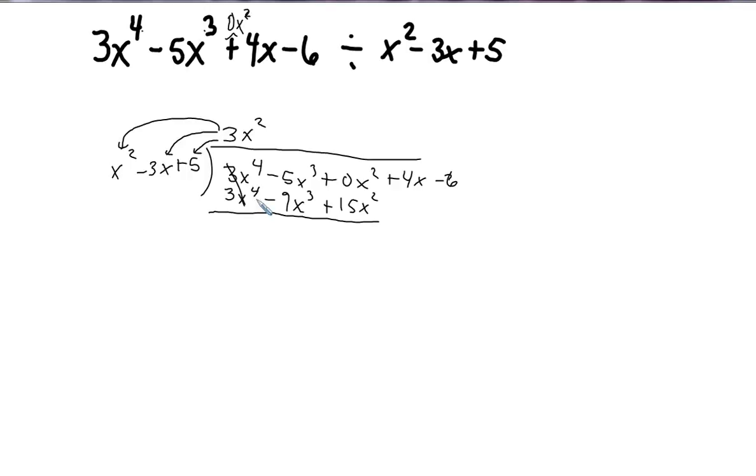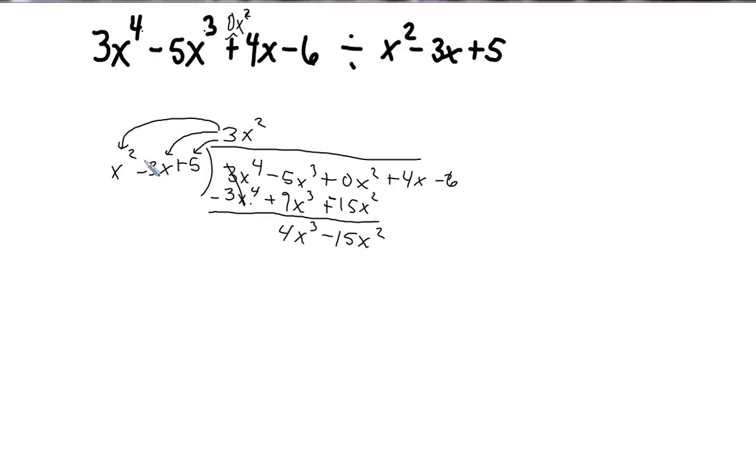3x to the 4th minus 3x to the 4th is 0. Negative 5x cubed minus negative 9x cubed will make this a plus, because remember we're subtracting, so this is going to be plus 4x cubed. 0x squared minus 15x squared would be minus 15x squared.